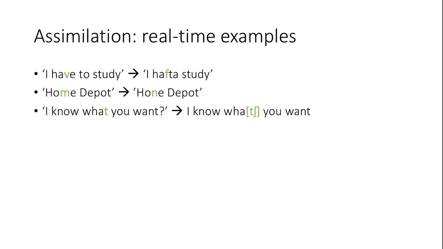For instance, in casual speech, if you say I have to study, you might say I hafta study. What kind of assimilation is that? Well, it's a V to an F. That's voicing assimilation. It's becoming voiceless because of this T. You might pronounce the word Home Depot, if you say it fast, as Hom Depot, and that's place assimilation because the labial is becoming alveolar before an alveolar stop. Or I know what you want. In careful speech it goes to I know what chu want in casual speech, and that is an example of palatalization.